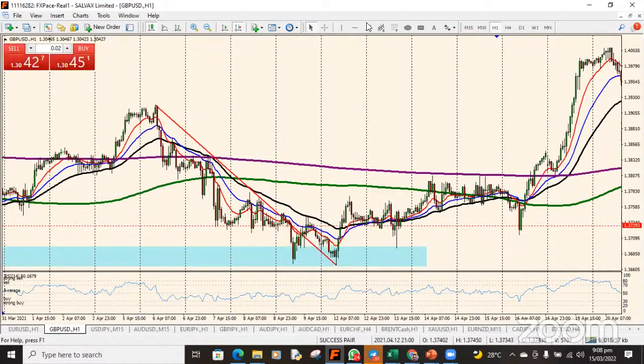So why I'm just stressing on this is to enable you know how you can enter this market using double top or double bottom, and also where you can expect your take profits.